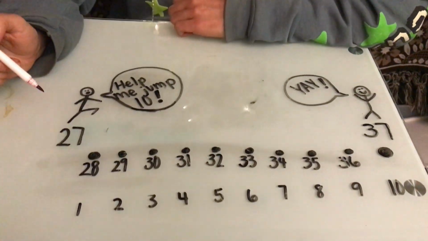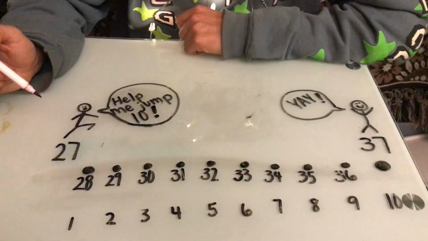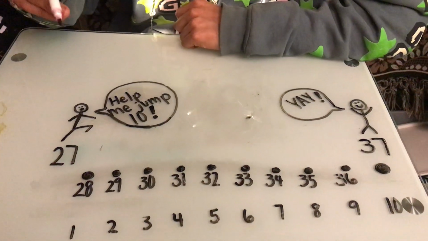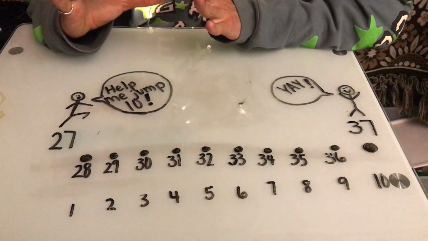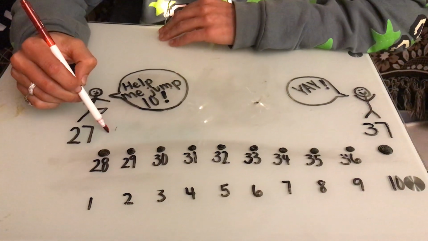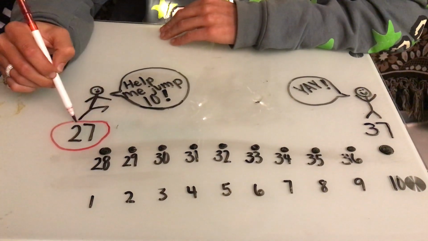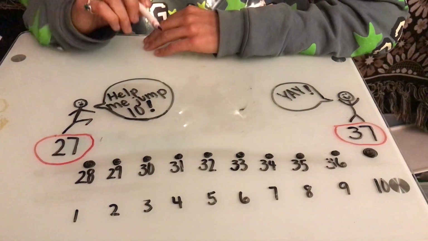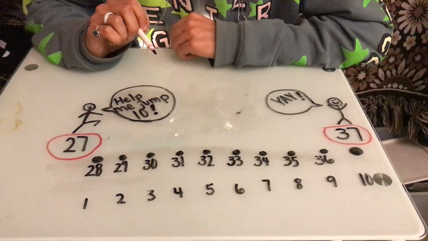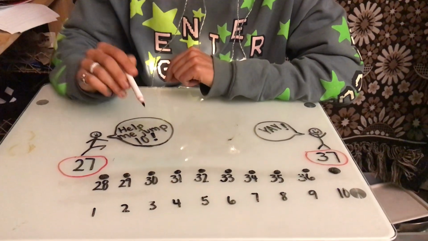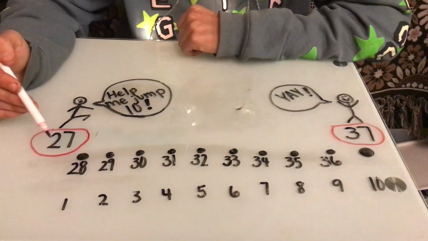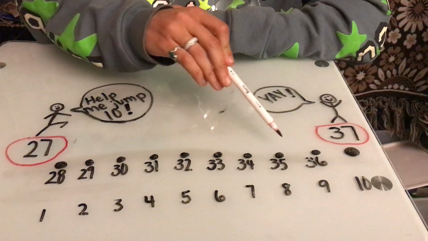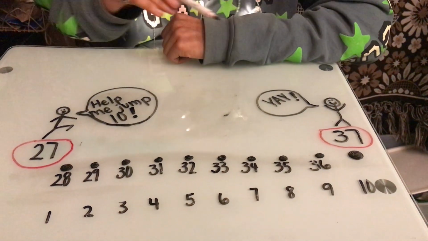What I'm trying to say is that when we're jumping up using the jump strategy to count forwards or backwards, we need to learn to jump by 10s. So if I'm here at 27 and I want to get to 37 and we want to count by 10s, that means I don't have to say 28, 29, 30, 31, 32, 33, 34, 35, 36, then 37.